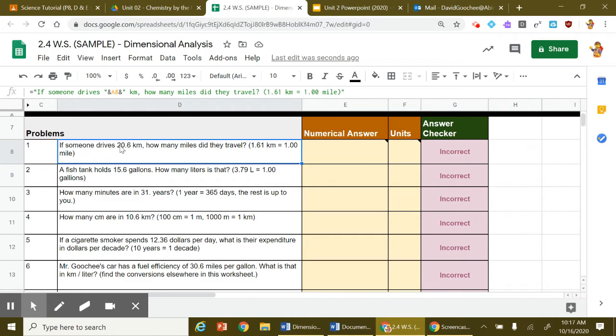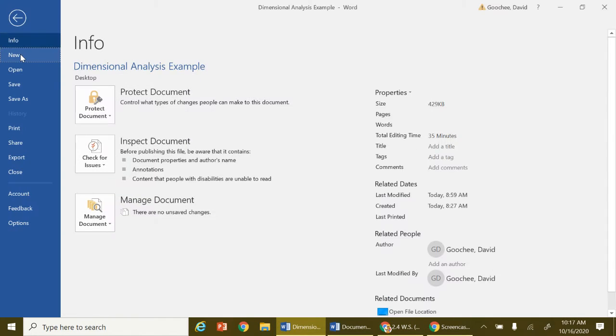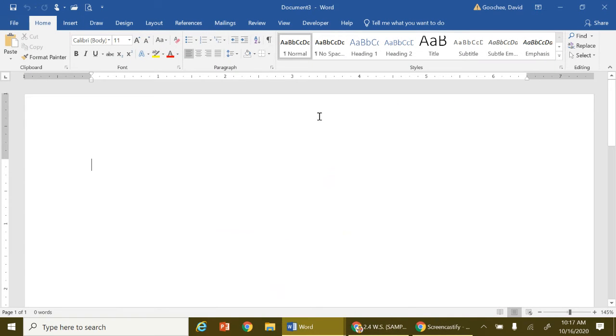The known value is 20.6 kilometers. That's what we're starting with. How many miles did they travel? So we have to convert this into miles. I am going to set up this worksheet. Here we go. And I'm going to actually post my work, I think, this time. So here we go. So here is my sample problem.